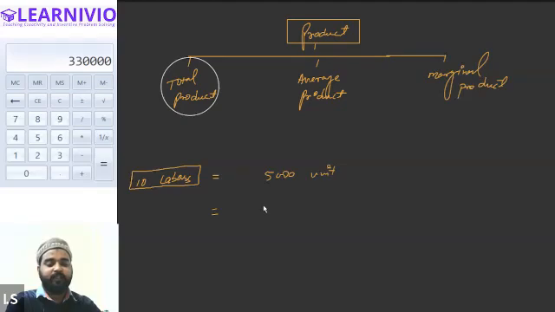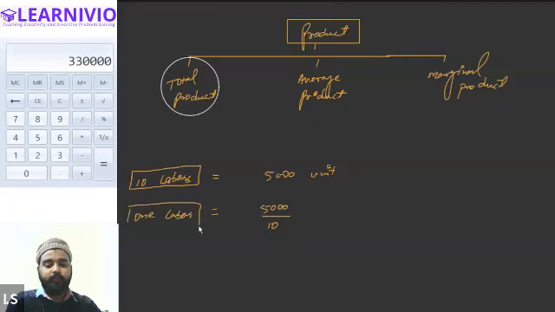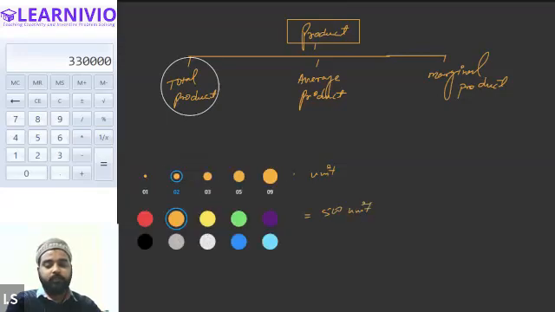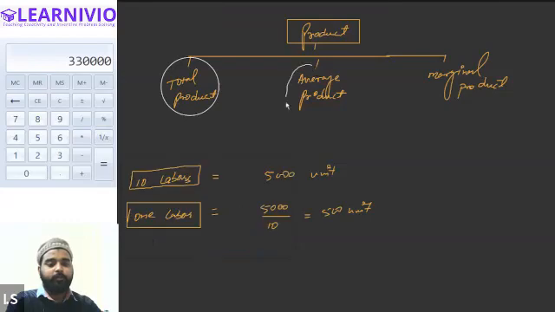So it is very simple. If 10 laborers are producing 5,000 units, we will divide it by 10, so we will get the output produced by one labor. One labor's contribution, one labor's output, will be 500. So 500 will be known as the average product. Output produced by one labor is the average product. All right, is this clear? Yes, sir.